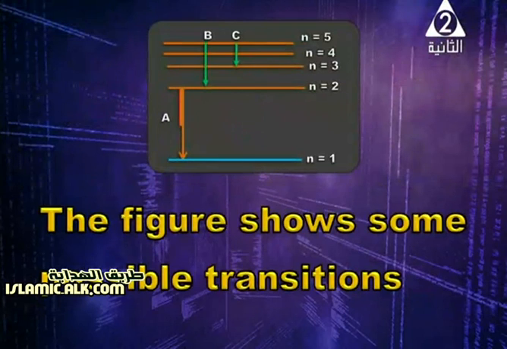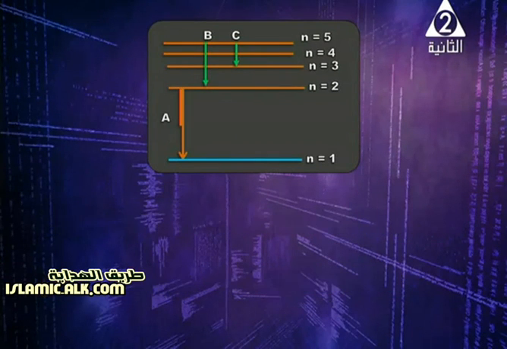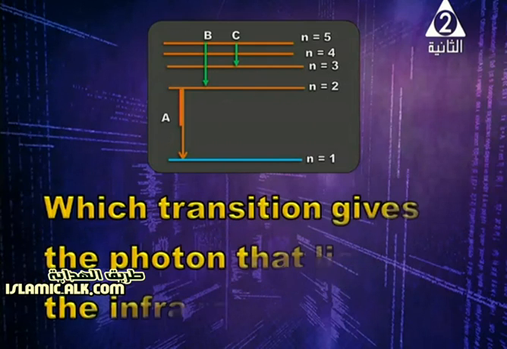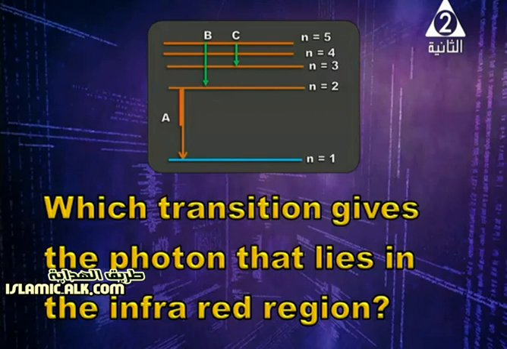And now we've got a problem in front of you. We've got energy levels. The figure shows some possible transitions for the electron of a hydrogen atom. Which transition gives the photon that lies in the infrared region? Infrared region. Okay, it's all easy. It must be line C.